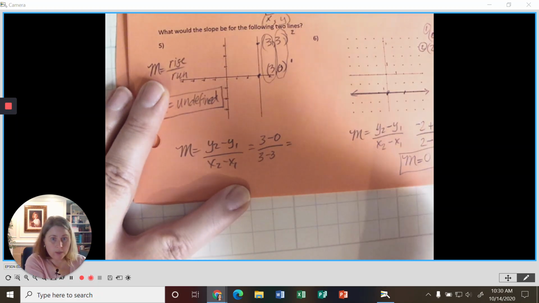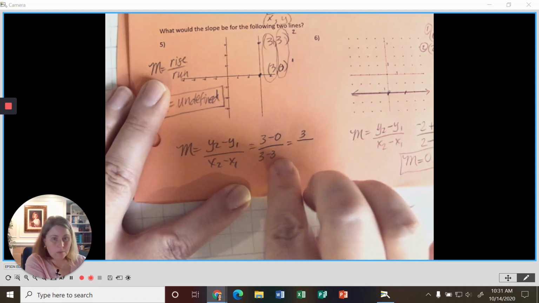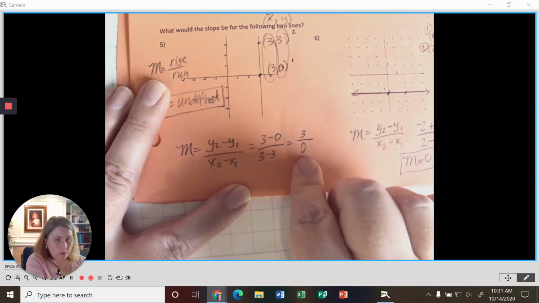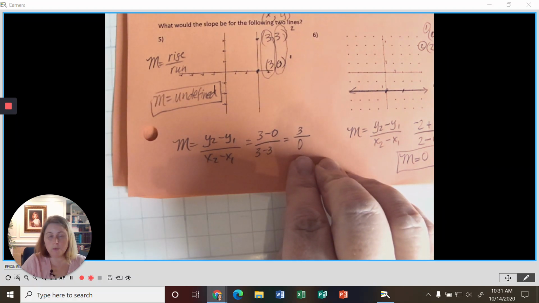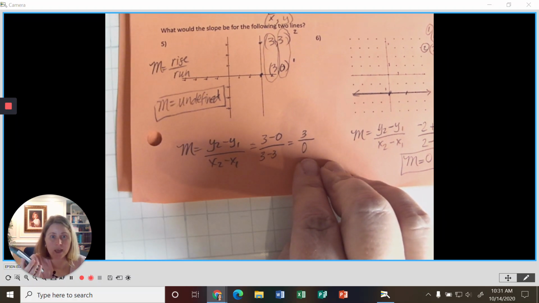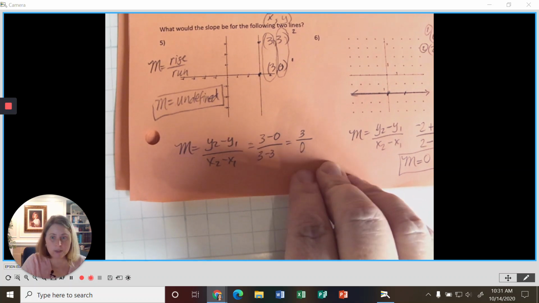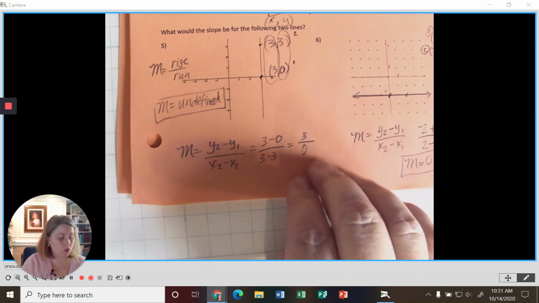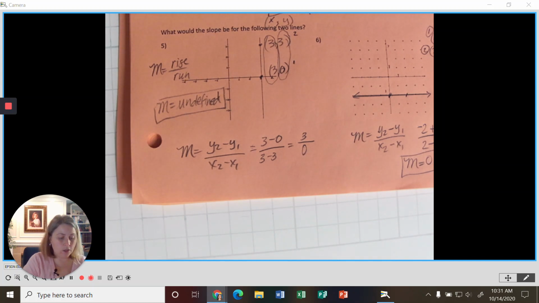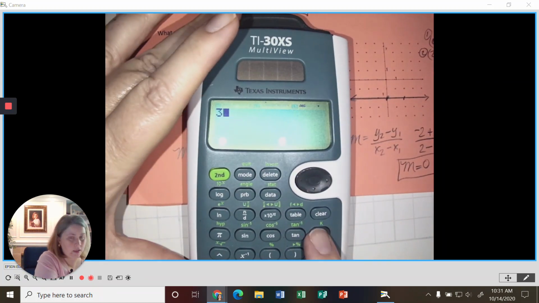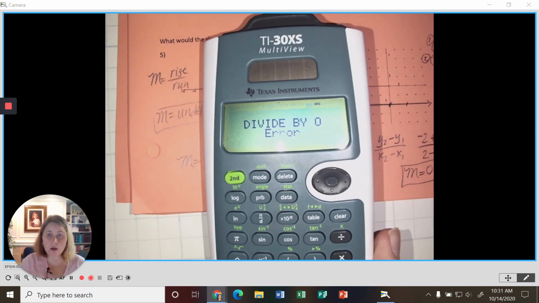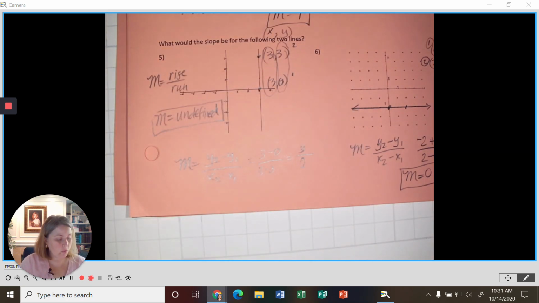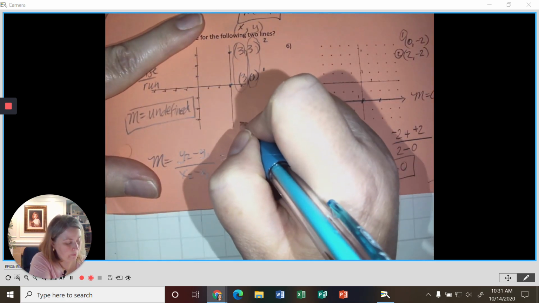3 minus 0 is 3. 3 minus 3 is 0. And here we have that really impossible situation. We can't take $3 and give it to 0 people. No matter what, I have that $3. It exists. I can't give it to 0 people. If you tried to do that on your calculator, even your calculator will tell you 3 divided by 0: error, or undefined. So our slope is undefined.